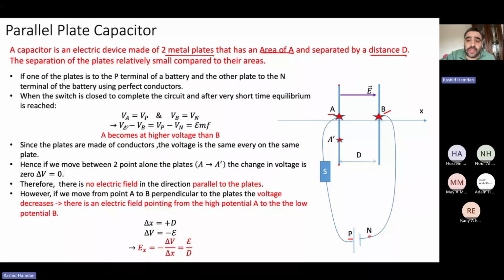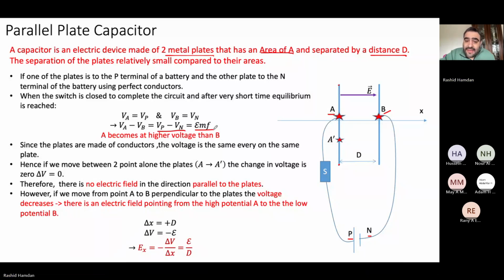So the difference in voltage between the two points on the plates, A and B, VA minus VB, is the same as the difference in voltage across the terminals of the battery. And the voltage across the terminals of the battery is determined by the chemistry of the battery. So that's equal to the EMF of the battery. So A becomes at higher voltage than B.